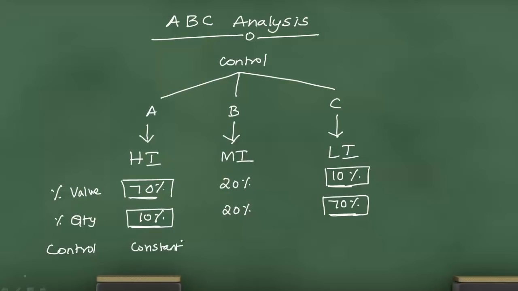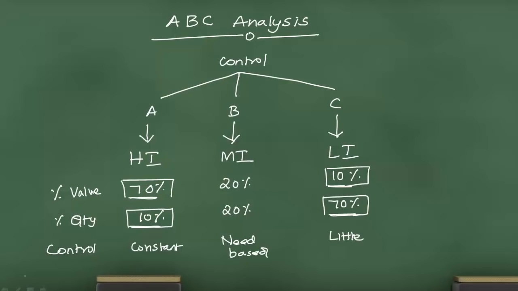Whereas for the material under category B, it would be sufficient if we just go on a need basis. Whereas for the material under category C, where they are 70% in quantity but only 10% in value, we can exercise very little control over them. We can focus on saving the associated cost.